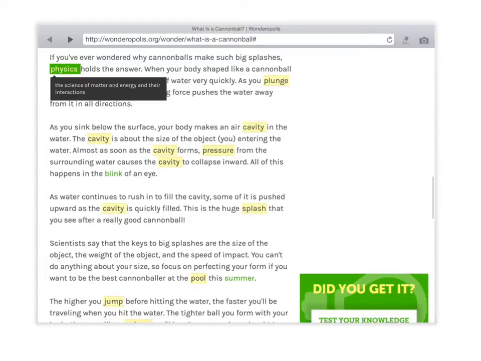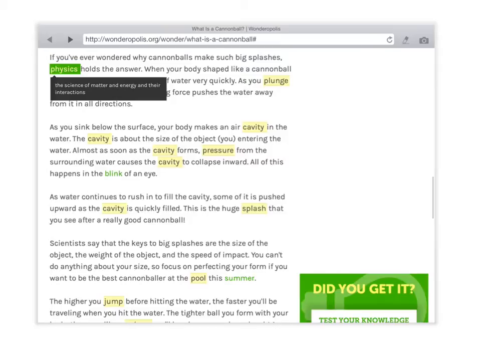When your body, shaped like a cannonball, hits the water, it displaces a lot of water very quickly. I remember this word displaces, meaning that it kind of moves things out of the way. So I'm thinking about when your body hits the water. I'm just going to draw that circle for my body. The water kind of separates into different directions. As you plunge into the water, your body's moving force pushes the water away from all directions. Oh, I was right. That is exactly what displaces means.